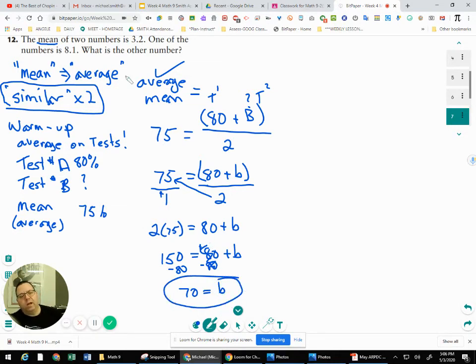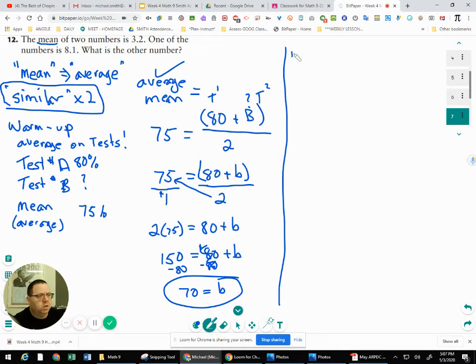So I call this a warm-up. I'm just trying to wrap your brain around how these mean questions work. Haha, little pun there. How these average questions work. And I wanted to use a warm-up question that dealt with super easy numbers, nothing in decimals. Okay, so I did prepare one here, though.